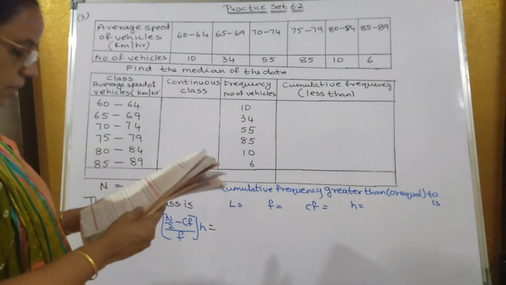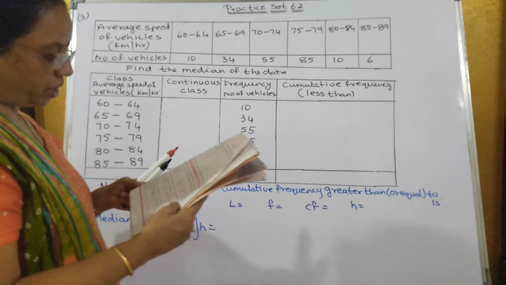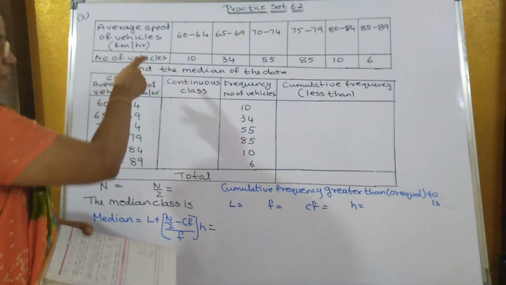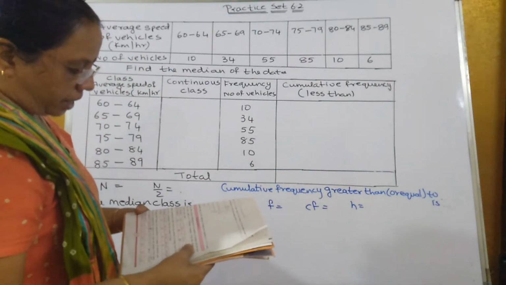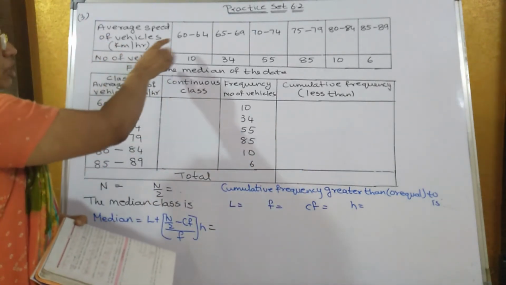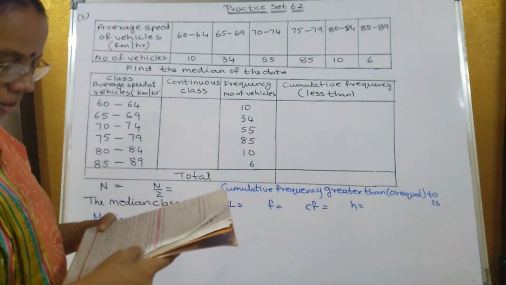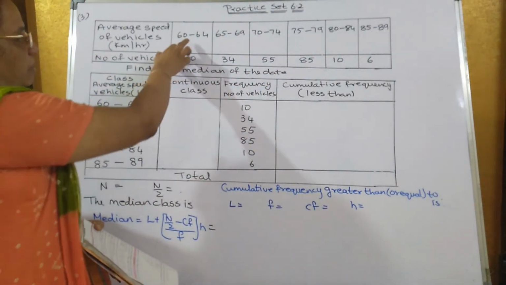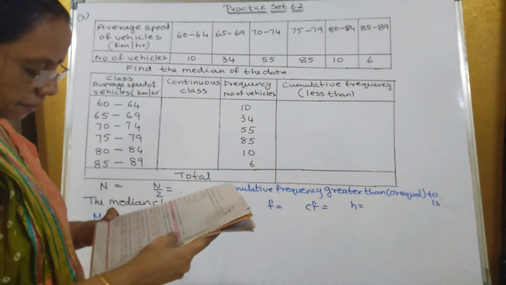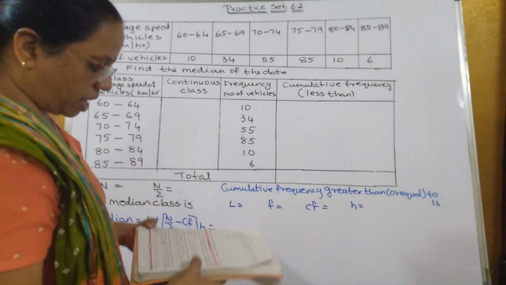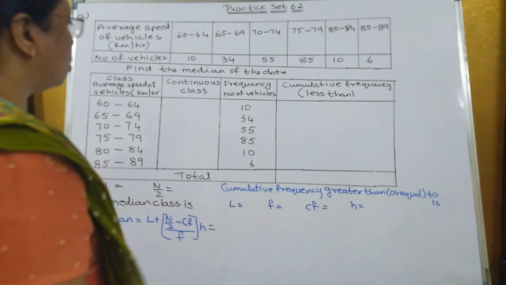Now sum number 3, practice set 6.2. It is given: the following table shows the classification of number of vehicles and their speeds. Their speed is also given. This is the speed which is given, and this is the number of vehicles driving at that particular speed, on the Mumbai-Pune Expressway, and you have to find the median of the data.